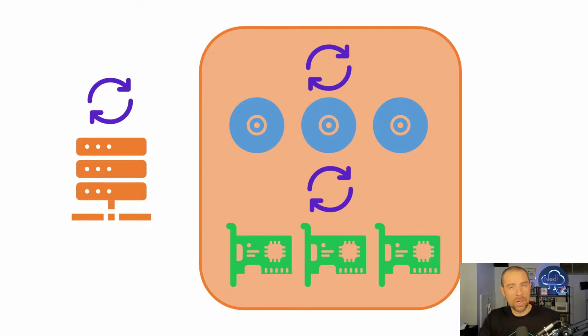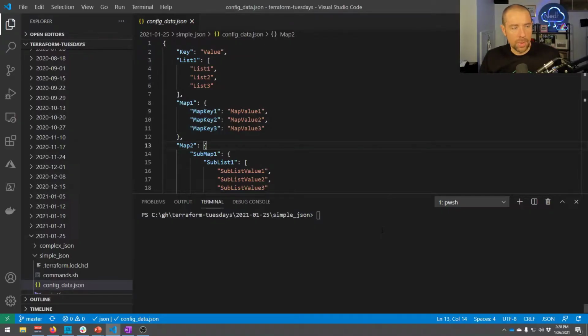Let's go over to Visual Studio Code and take a look at this in practice. Here we are in Visual Studio Code, and just a quick reminder, these files are always available on my GitHub. I have a repository, Terraform Tuesday. A link should be popping up down there right about now.